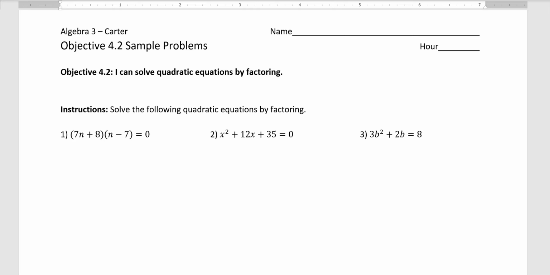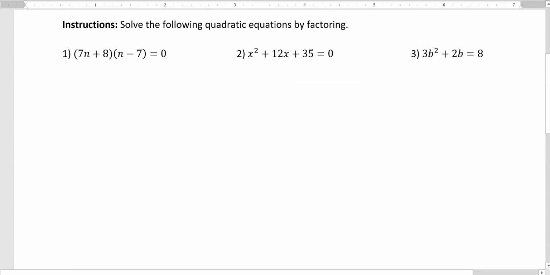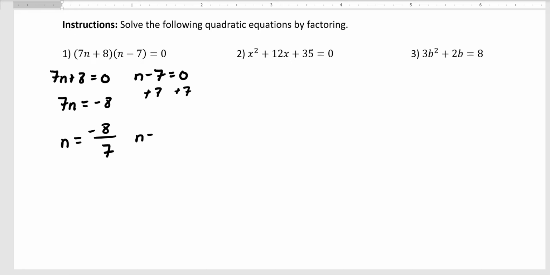Let's get to it. Remember, when we're solving equations by factoring, the key is to find the factors and set them equal to 0. If something's already factored for us, like number 1, all we need to do is set them equal to 0 and solve. So I'd say 7n plus 8 equals 0, n minus 7 equals 0. Subtract 8, so I'd have 7n equals negative 8, and then when I divide by 7, I get n equals negative 8 over 7. Over here, all I have to do is add 7 to both sides, and I'll find that n equals 7.